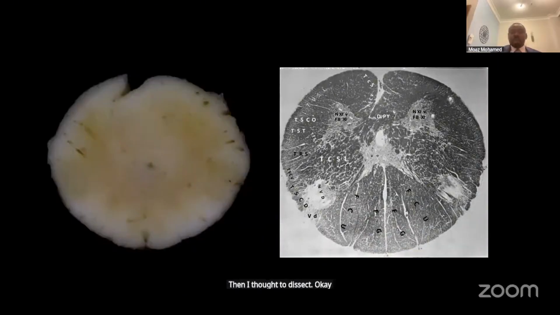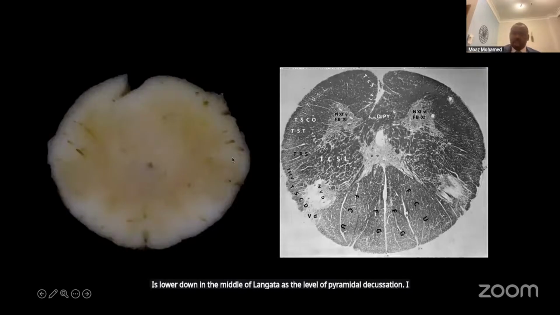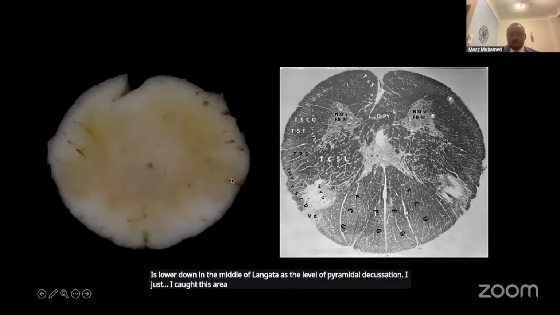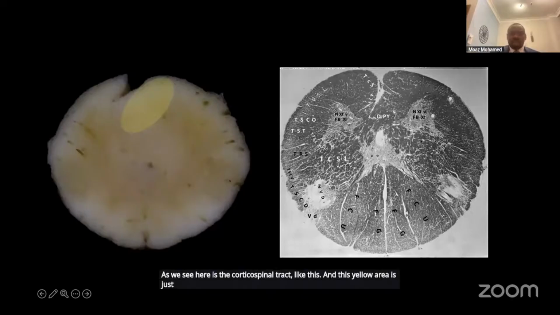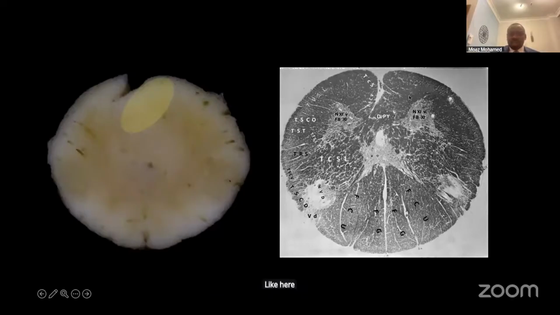Okay, this cross section is lower down in the medulla oblongata, at the level of the pyramidal decussation. I cut this area. As we see here, the corticospinal tract is like this. And this yellow area is just the decussation area, like here.